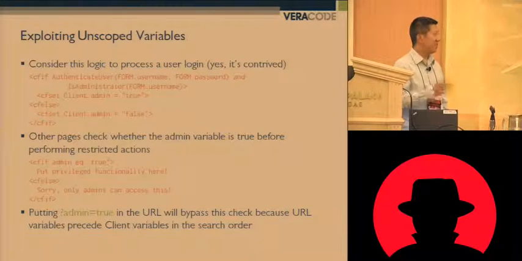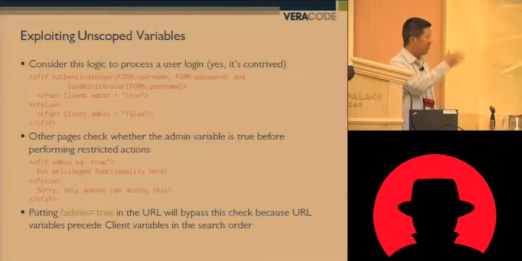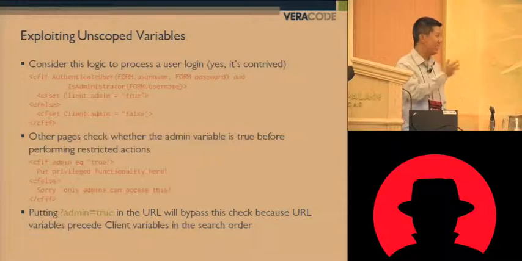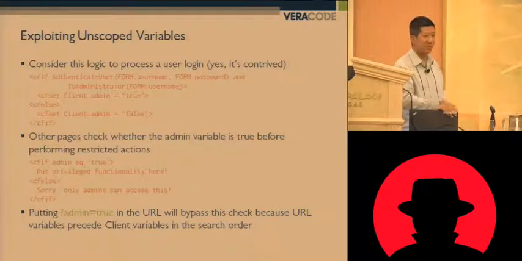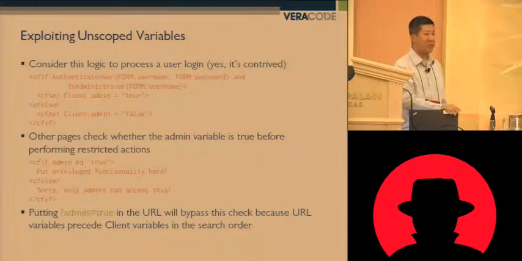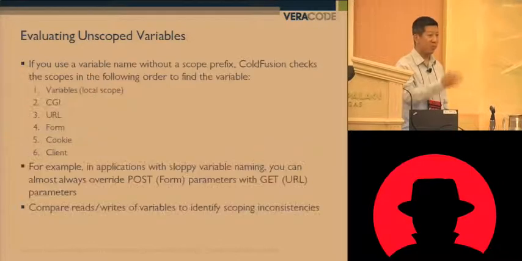Now, later in the application, you have other pages that then go back and check that admin variable and make sure that it's true before allowing the user to do any restricted things. So there's a potential check that might be carried out later in the program. CF if admin equals true, and it checks to see if the variable admin is set to true. You've probably already figured out by now that the mismatch there is that you're setting it with client.admin, but you're reading it with an unscoped variable. So it's not going to look at just client.admin, it's going to go through that search order. And if I put admin equals true in the URL, it's going to hit that URL scope before it gets down to the client scope.